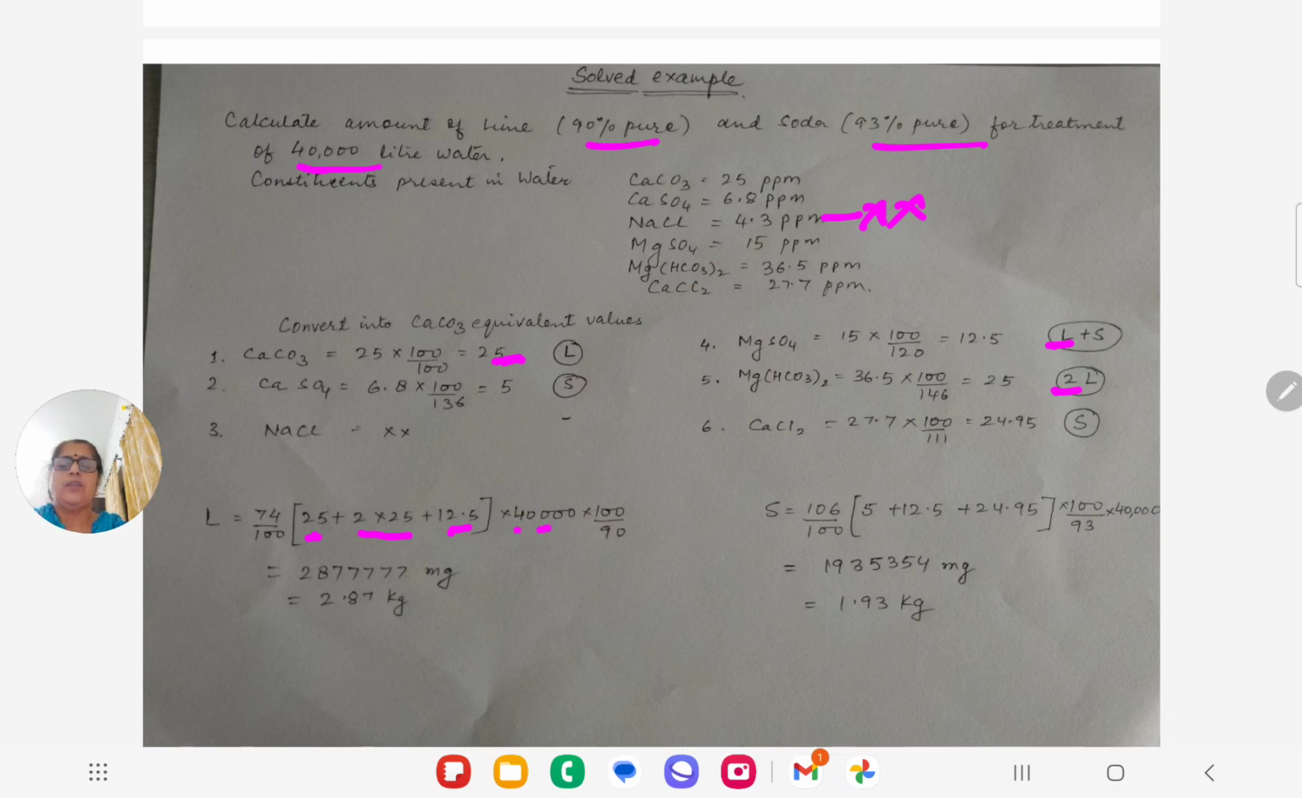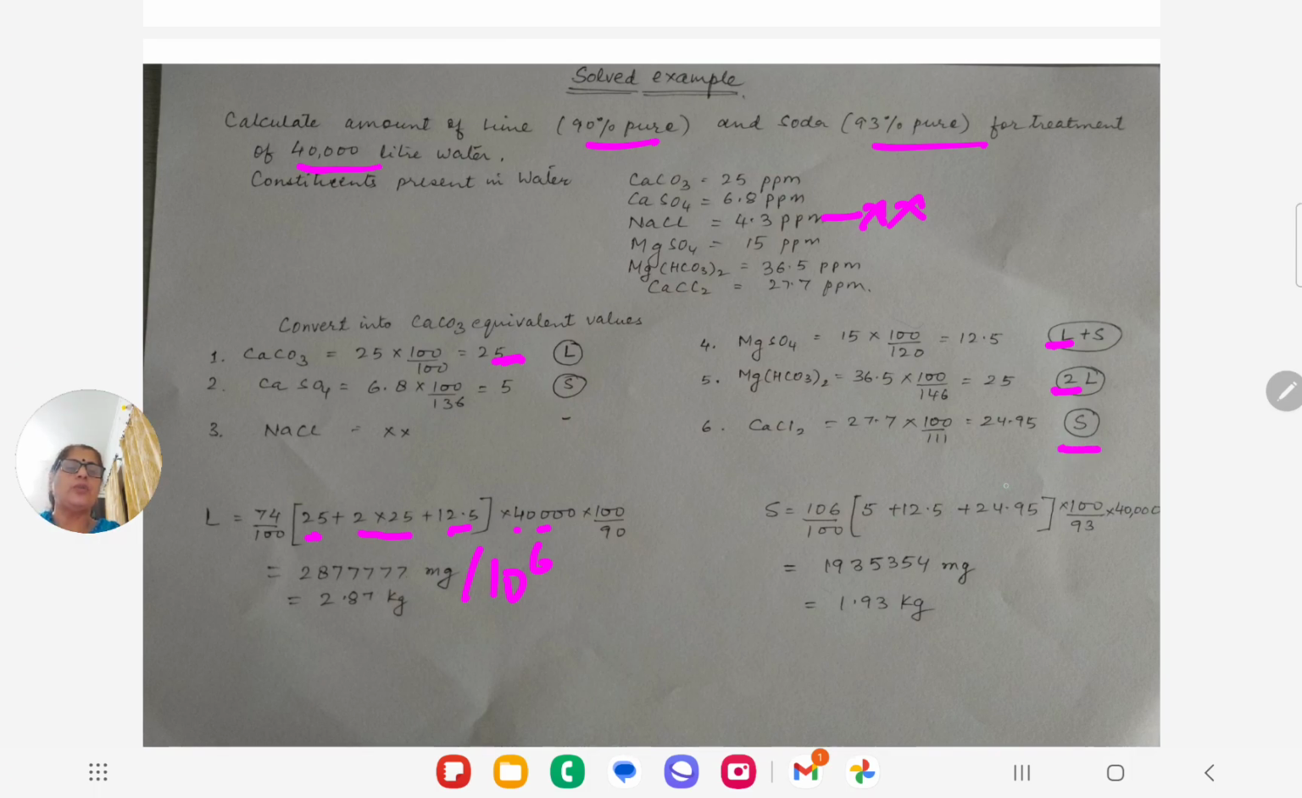40,000 is the volume of water, multiplied by 100 upon the percentage purity of the lime. Because if the lime is 90% pure, that means the 10% amount we have to add extra, and that 10% is also of 90% purity. So we have introduced this factor so that the total amount will be more. It comes in mg. Now this is divided by 10 raised to power 6 to get the answer.